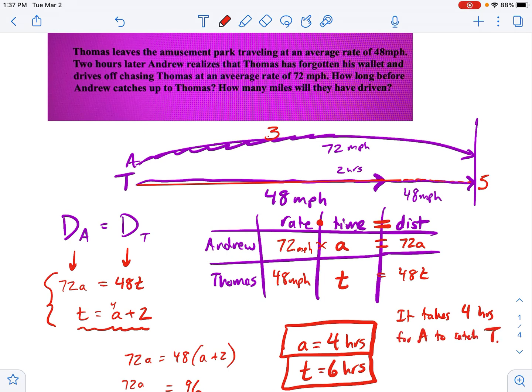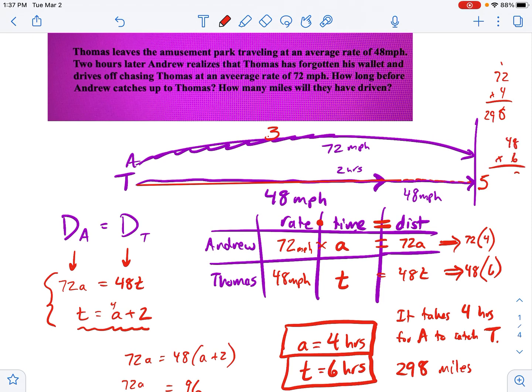Now, how many miles will they have driven? Well, let's see. I could figure out how many miles Andrew drove by doing 72 times 4, or I could figure out how many miles Thomas drove by doing 48 times 6. Both of those should equal the same amount, and that's one way you can check it. So they will have gone both 298 miles. Let me just check that 48 times 6. 288 miles, oh yeah, 288 miles. Good thing I checked. There we go. So here's my answer. And I did my check up here.